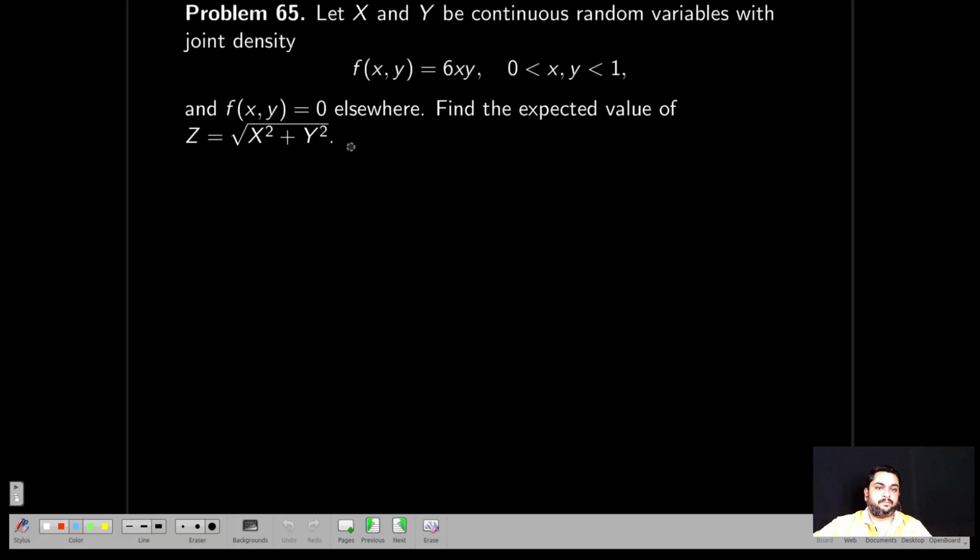Next, let x and y be continuous random variables with joint density. They are given this. Find the expected value of z equal to x square plus y square. The straightforward question. Okay. The only thing is they are testing your integration skills. So this is what you have to find out.